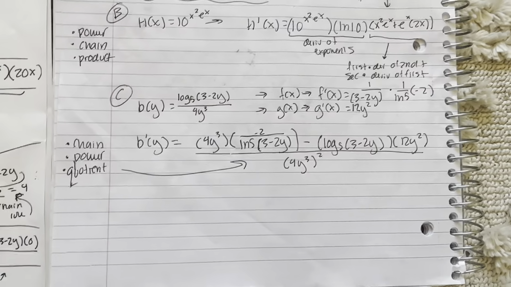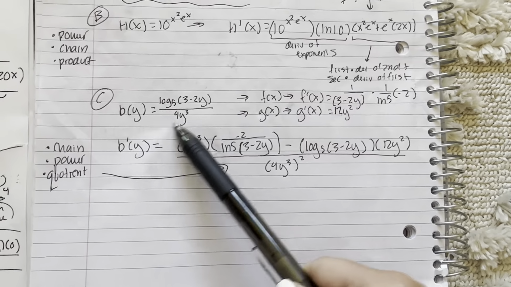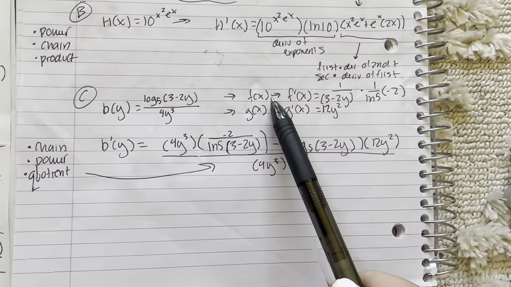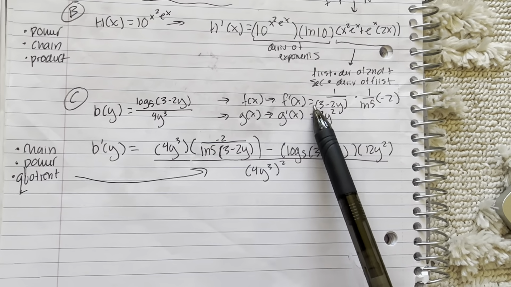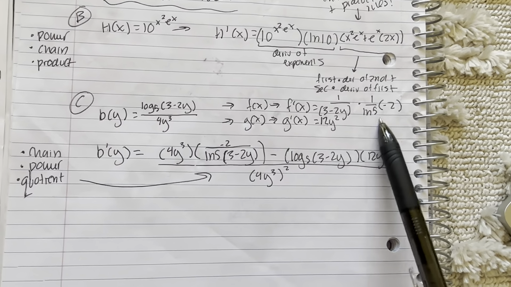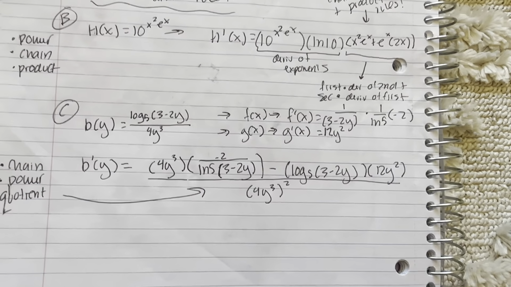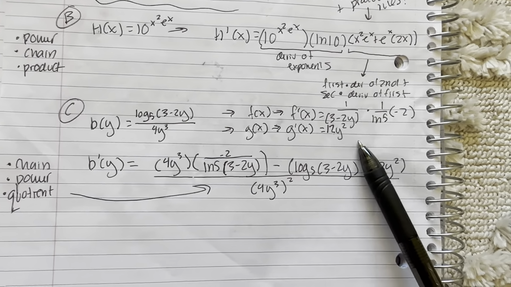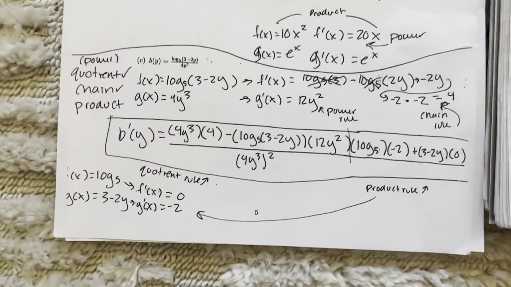But yeah, so this is C, and we're going to use the chain, power, and quotient rules to find the derivative of this. So here we have the equation again, and taking the derivative of the top and the bottom, so f of x and g of x, f prime of x equals 1 over 3 minus 2y times 1 over natural log 5, all times negative 2. And then the derivative of g of x is obviously 12y squared. And this is the first part that I went wrong.